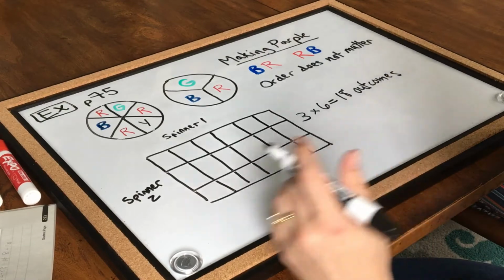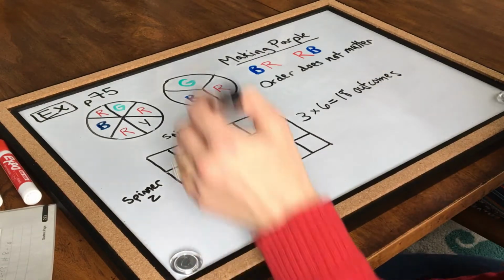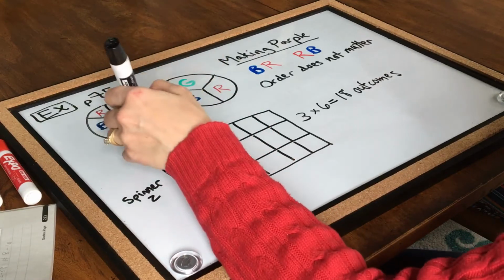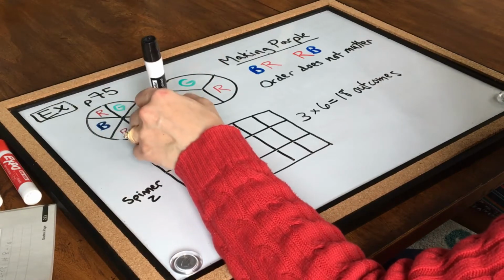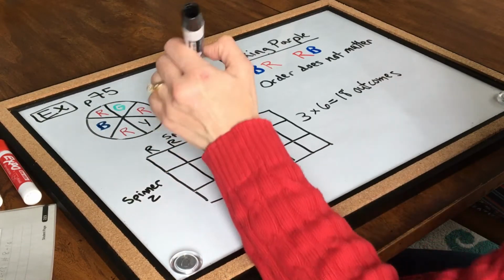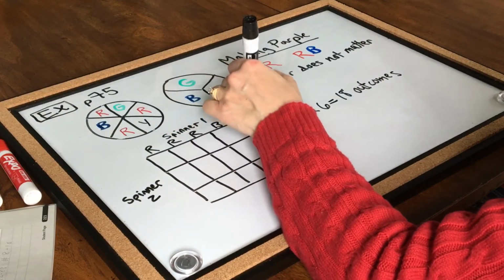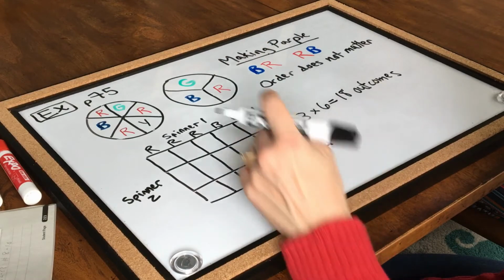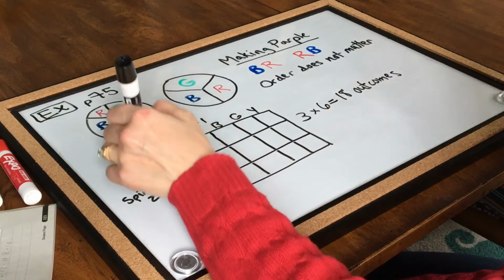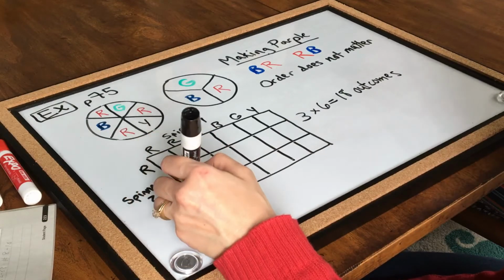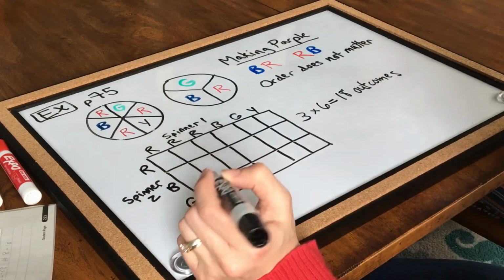Okay, so let's write in our outcomes. Let's take a look at spinner 1. On spinner 1, it's possible that there are 3 reds, there's only 1 blue, 1 green, and 1 yellow. And then on spinner 2, there's a possibility we have 1 red, there's a possibility we have a blue, and there's a possibility we have a green.